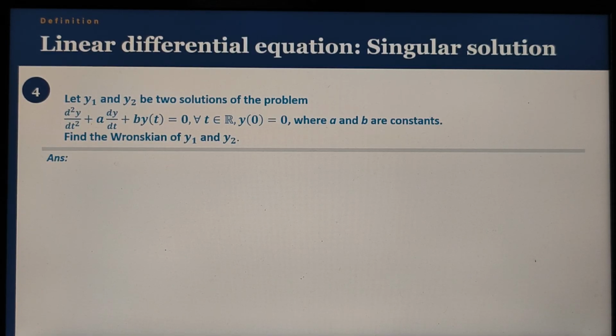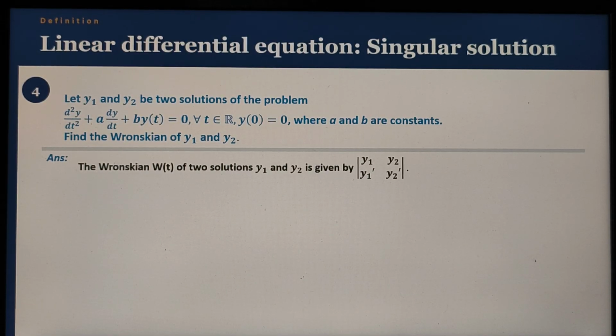Using the linear dependence and independence property and the Wronskian determinant, we can find the solution of the next question. Let y1 and y2 be two solutions of the problem d²y/dt² + a dy/dt + by(t) = 0 for all t belonging to R, with the initial condition y(0) = 0, where a and b are constants. The question is to find the Wronskian of y1 and y2.